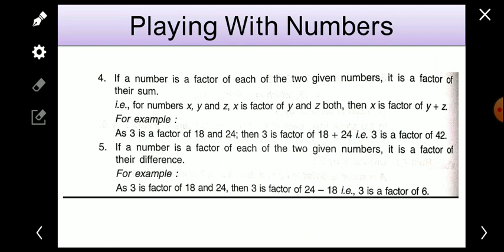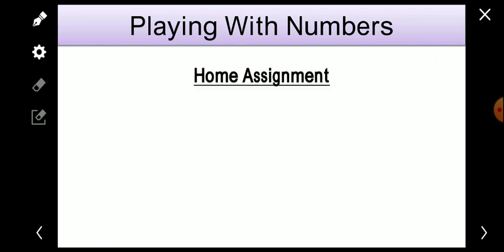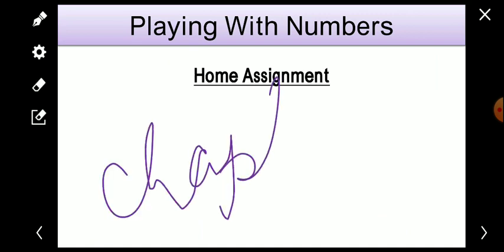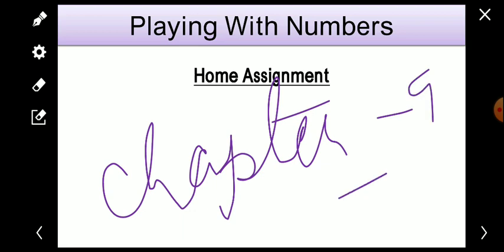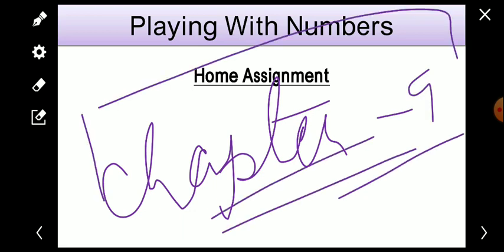Now this is the homework time. You will do the exercises of chapter 9. All the topics of chapter 9 have been covered in the last session, and in this session you will do all the exercises of chapter 9.